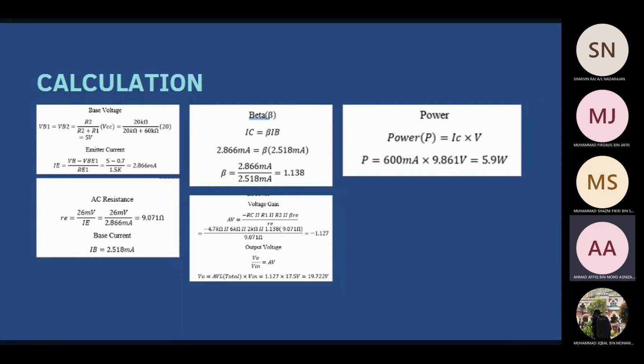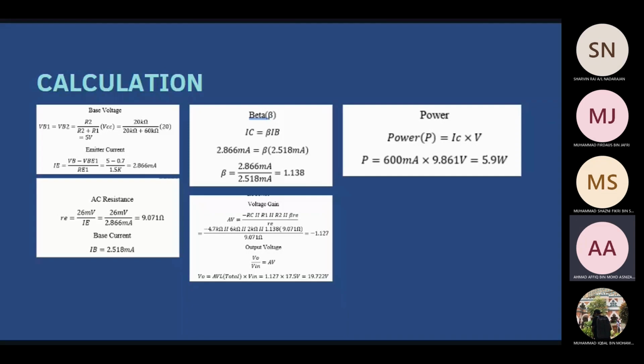For the beta, we use the formula IC equals beta times IB, which is 2.89866 milliampere equals beta times 2.518 microampere. Then we get beta is 1.138. Then for the AC resistance, RE, we use 26 millivolt divided by the emitter current. So we get 9.071 ohm. The base current is equal to 2.518.